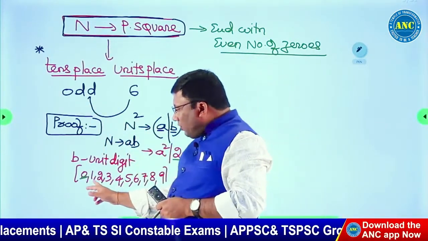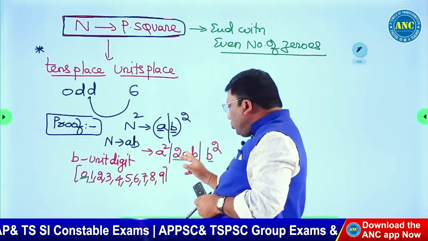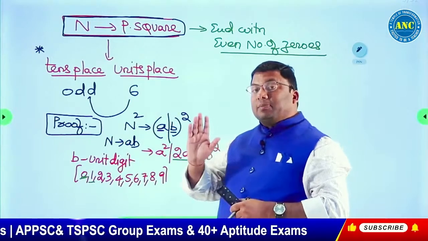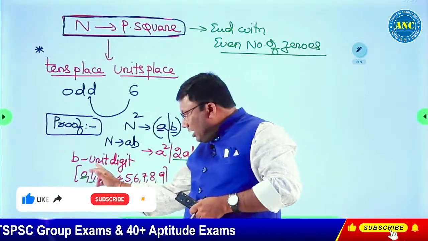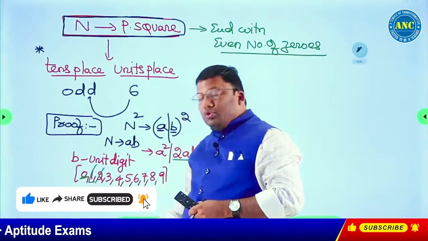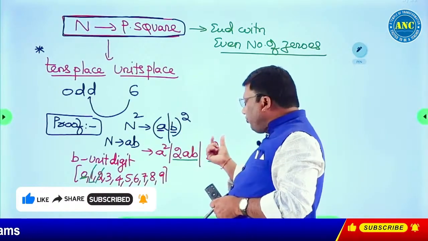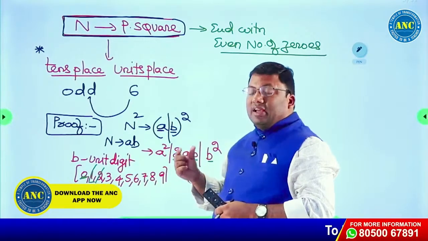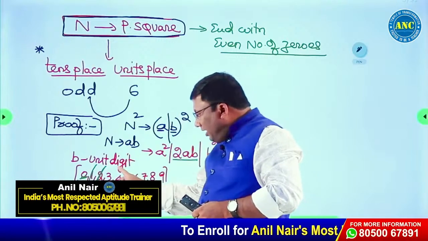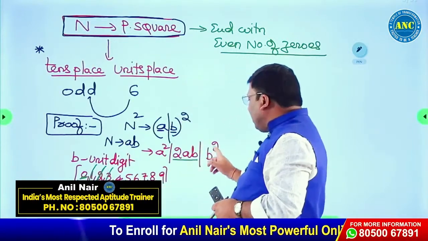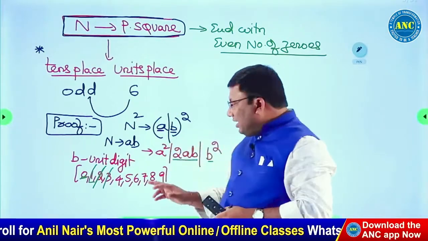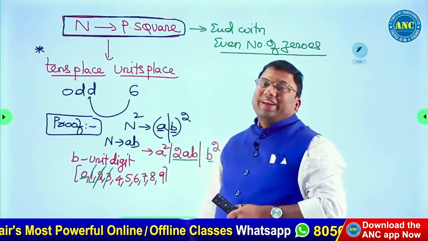If B is 1, 2 into A into 1, and 1 square is 1. 2 into any number, the tens place will be even. If B is 1, the tens place will be even. If B is 2, 2 square is 4. 2 into any number is even, again giving tens place even. If B is 3, 3 square is 9. 2 into any number is even, also giving you tens place even.